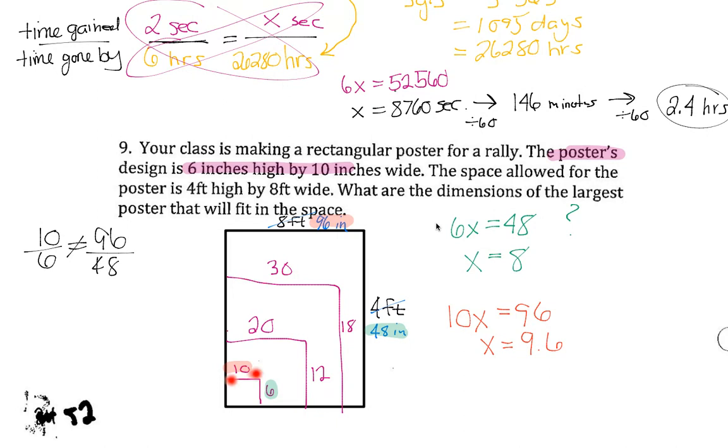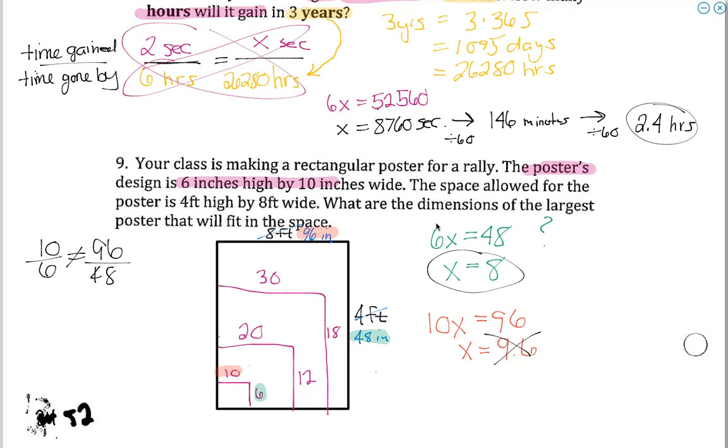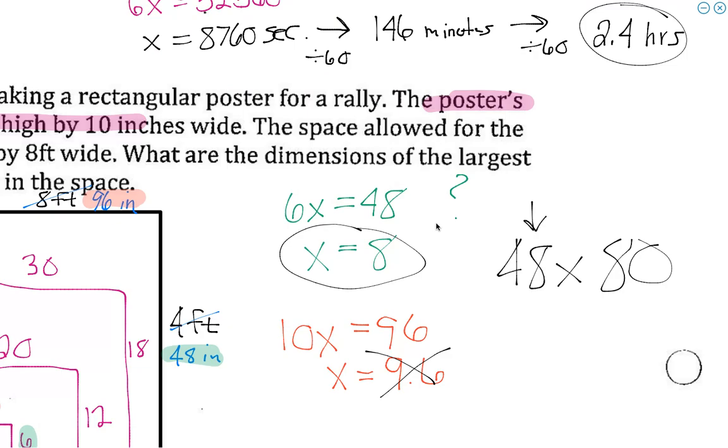So if I keep making this bigger, we doubled it, we tripled it, we can quadruple it. I'm going to hit 8 times bigger before I hit 9.6 times bigger. So we want to make it 8 times bigger. That means that our poster is going to be 48 by 80. And 48 comes from 6 times 8. 80 comes from 10 times 8.